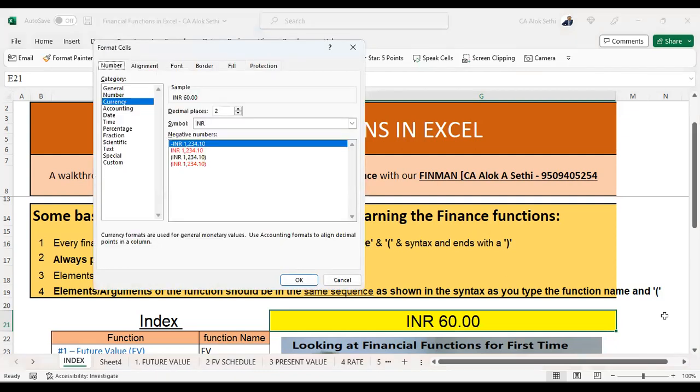I've just defined this as the accounting format over here. Control 1 is the format cell key, Control 1. And then instead of number, if you put currency, then it will show you the currency INR and the rupee. Okay, if you want to remove the decimal, you can just remove the decimal over here, and now you will get the answer like this.